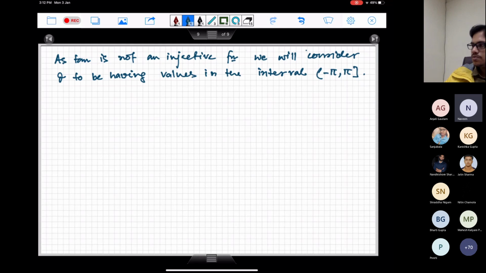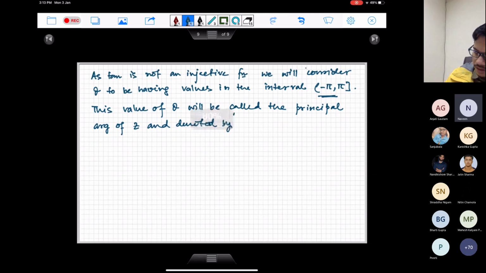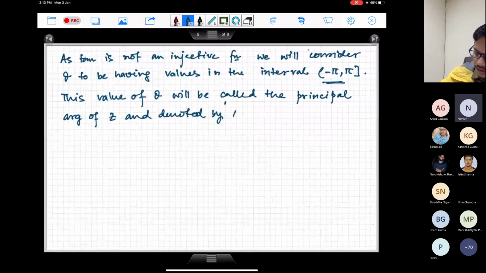Yeah, so this is fine. Anyway, I'm going to exclude this pi at some point of time, but we are going to take values of theta in this range, and this value of theta will be called the principal argument of z. Okay, so it will be denoted by argument of z, with a capital A.